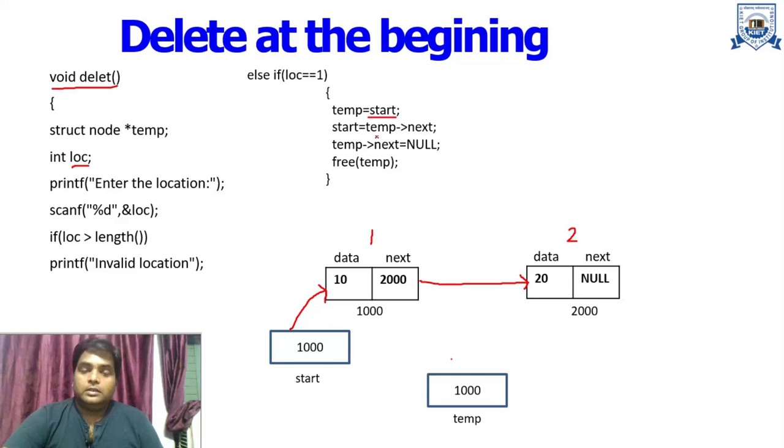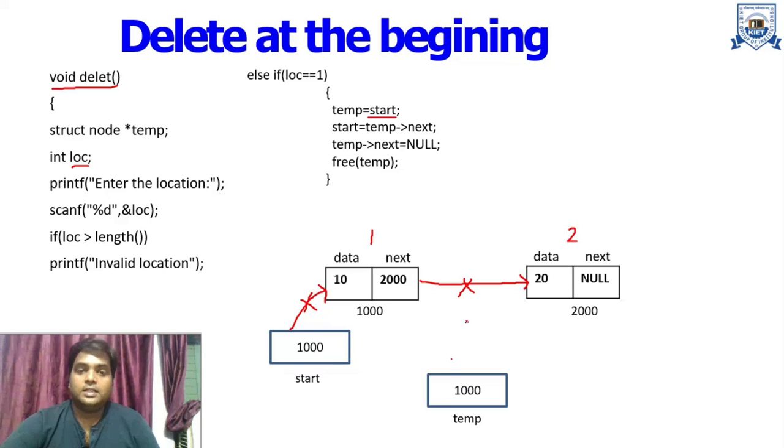Now if we want to delete this particular node, what we have to do is terminate these two connections. When these two connections are terminated, then we will delete this particular node. So for deleting this connection, actually when this node is deleted, this will be the first node. So now start will point to this particular location. Now what is the value of start? The value of start must be 2000. How can we place the value 2000 in start?